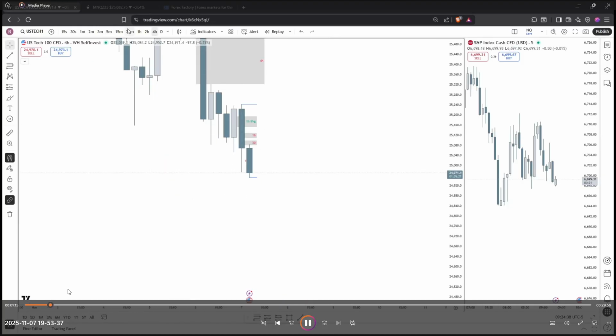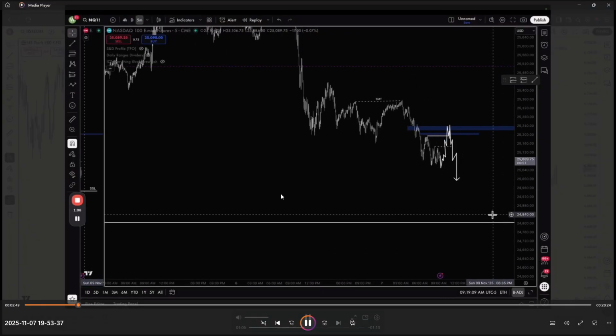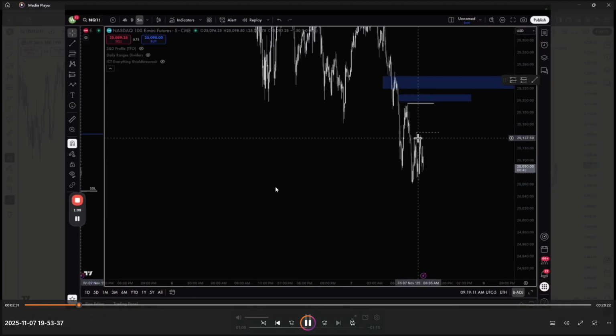chart. So we can see the market is moving here. Here everything is going on. Then I watched Justin Verlander's pre-market analysis.